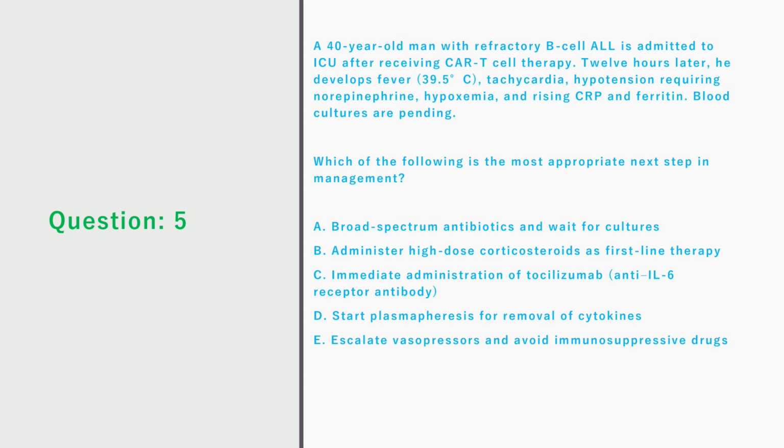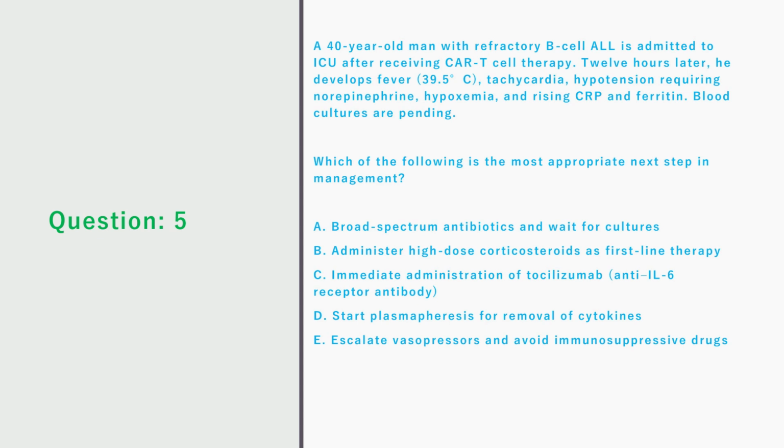Question 5. A 40-year-old man with refractory B-cell acute lymphocytic leukemia is admitted to ICU after receiving CAR-T cell therapy. 12 hours later, he develops fever, 39.5 degrees Celsius, tachycardia, hypotension requiring norepinephrine, hypoxemia, and rising CRP and ferritin. Blood cultures are pending. Which of the following is the most appropriate next step in management?